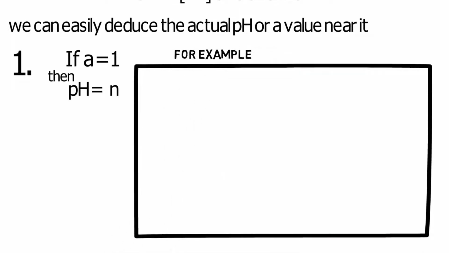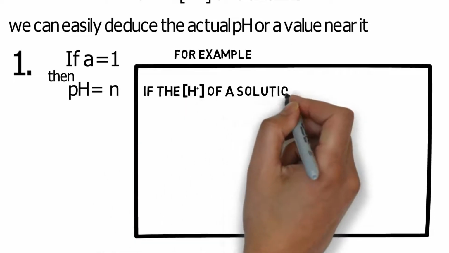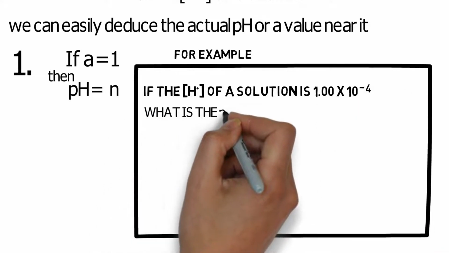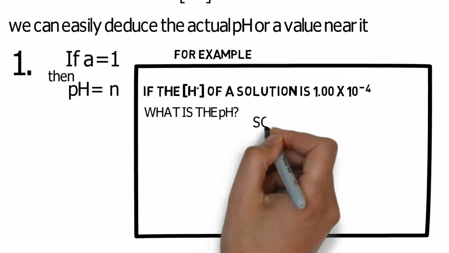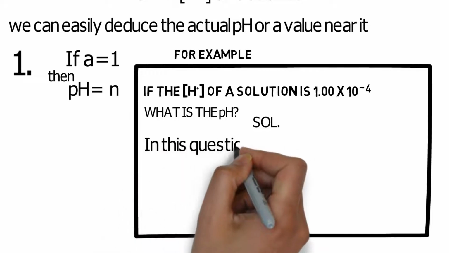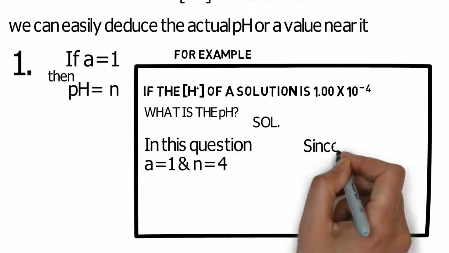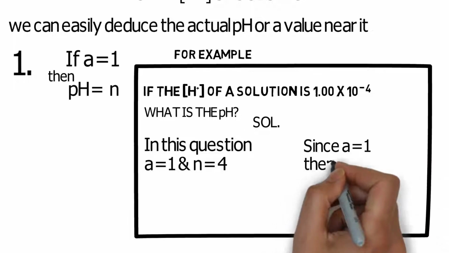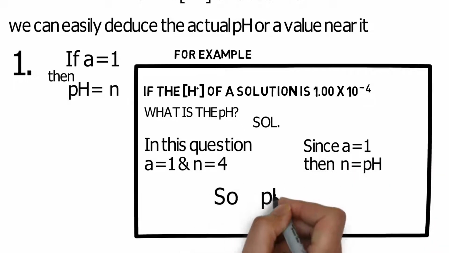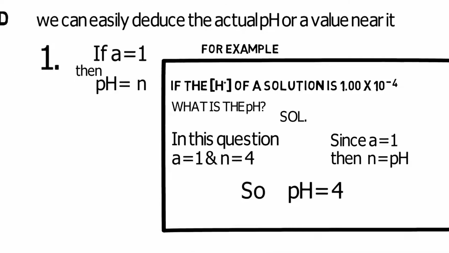For this example, if the hydrogen ion concentration of a solution is 1 times 10 raised to the power minus 4, what is the pH? We can see in this question that A equals 1 and n equals 4. Now since A equals 1, then n equals the pH, which is the power, and the power here is 4. So this means that the pH is equal to 4.